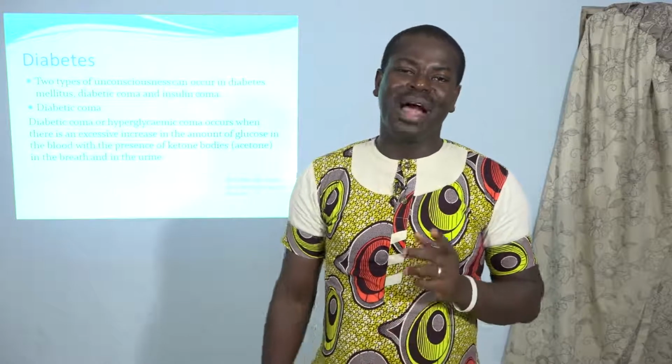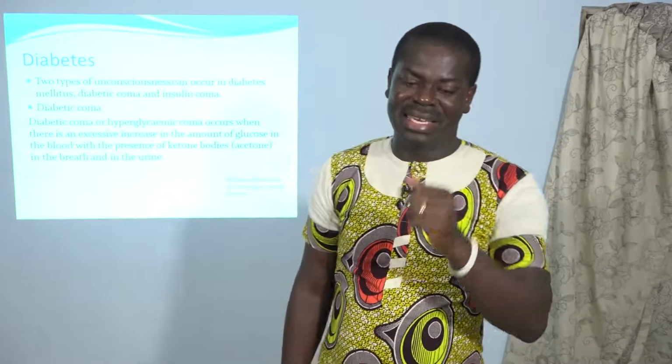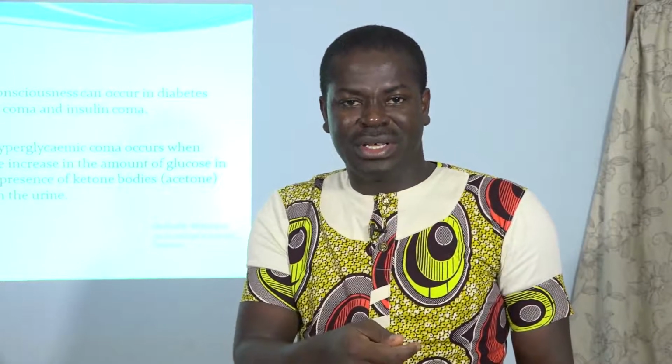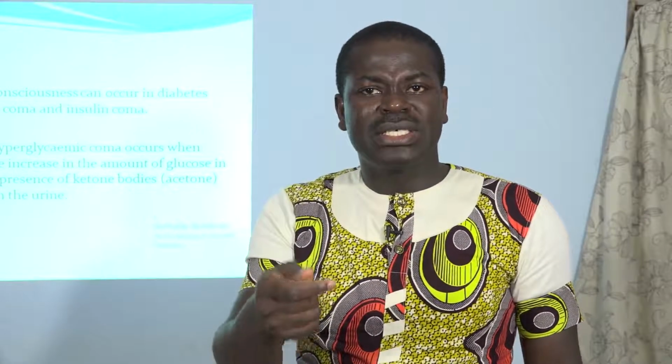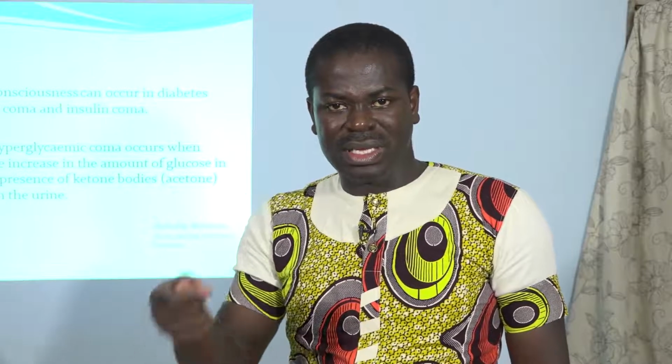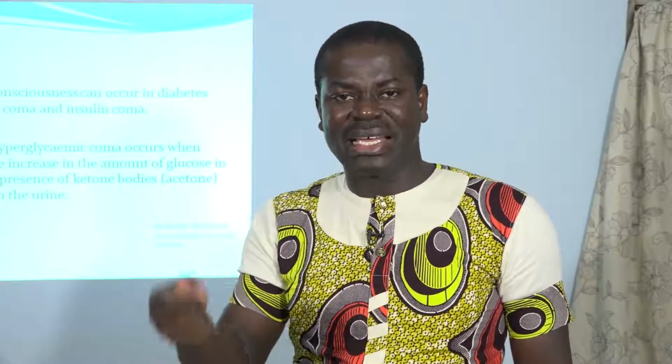Why will there be increase in glucose in the blood, and yet the person is having presence of ketones? Why? Because it is when the body doesn't have adequate glucose that the body, by way of gluconeogenesis, uses body fats to get glucose, and the end product is ketones. In that situation, you know that the body is lacking glucose.